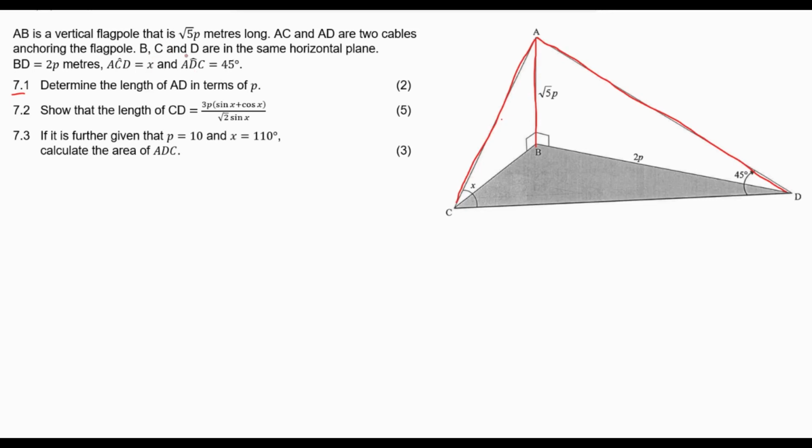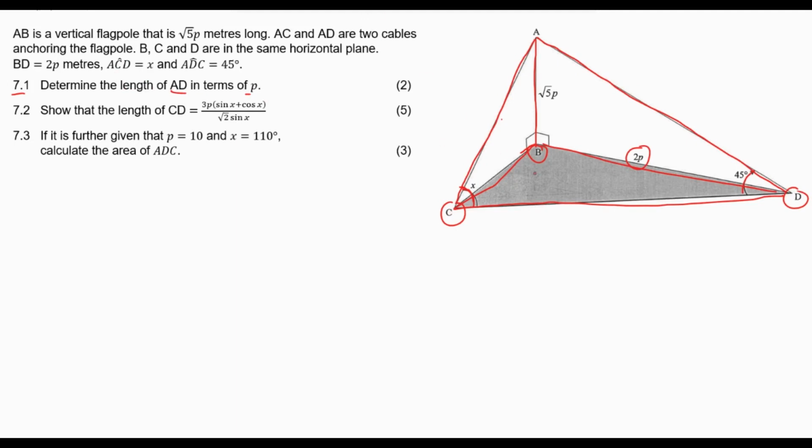B, C, and D are in the same horizontal plane, so they are forming this triangle BCD on the ground. BD is 2P, BD is 2P diameters. Then angle ACD is X, that is angle ACD. And then angle ADC is 45 degrees. This is angle ADC. Determine the length of AD in terms of P.